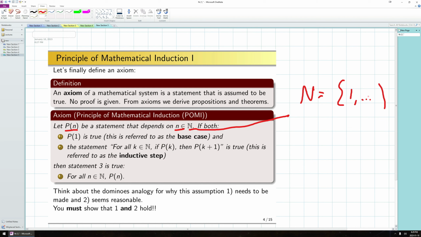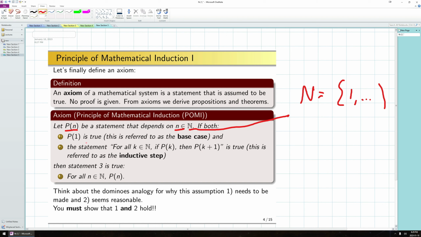Okay, so explicitly, what do I mean by P of n? Like, what's a statement that depends on n? One example of a statement that would depend on n is the nth natural number is even. It's a statement, it's either true or false, and its truth value depends on the value of n. We'll give several examples of statements in class, but that's the type of object we mean here.